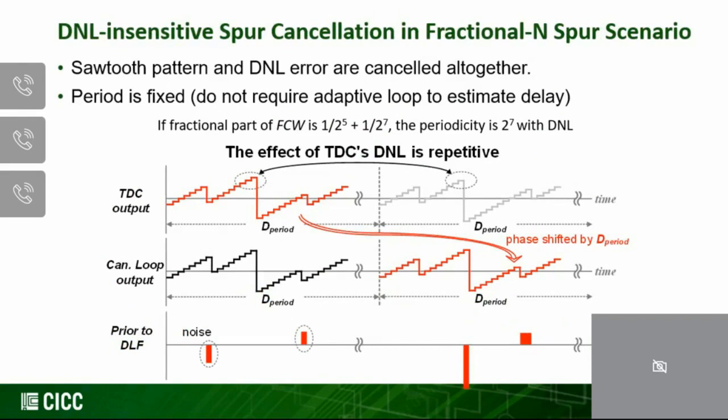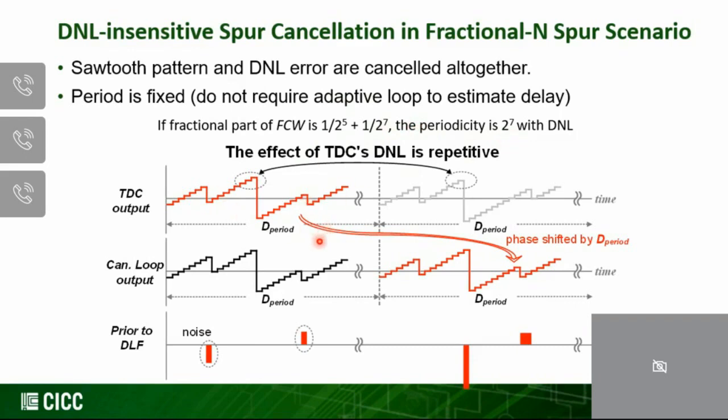So it turns out that there's an additional advantage to this feedforward cancellation scheme, and that has something to do with the DNL of the TDC. Remember that a few slides back, I told you about the transfer function of the TDC. When there is a DNL, you could end up with larger errors. It turns out that even though there's a DNL, that pattern would repeat by itself, again by the fundamental period of that noise pattern. So in this case, for example, if I have a frequency control word, which is the frequency offset of the Fractional-N PLL, that is 1 over 2 to the power of 5 plus 1 over 2 to the power of 7, then you are going to see a period of 2 to the power of 7 with the DNL.